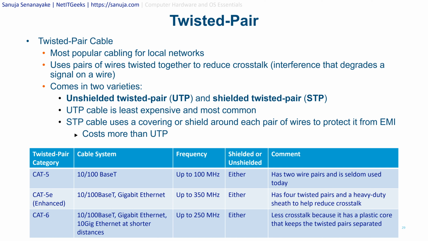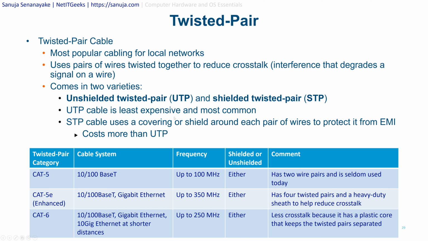So basically how we reduce the interference that degrades the signal on the wire, which is called crosstalk, is by twisting pairs of wires, right? So that's why it's called twisted pair cables. They come in two varieties, which include unshielded twisted pair or UTP, and shielded twisted pair or STP. Those are two types of varieties associated with twisted pair cabling.